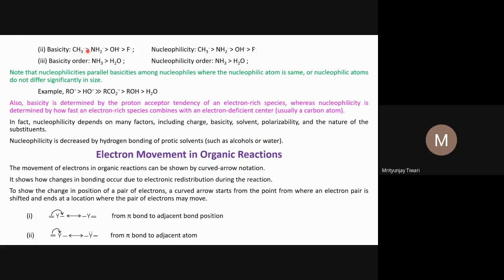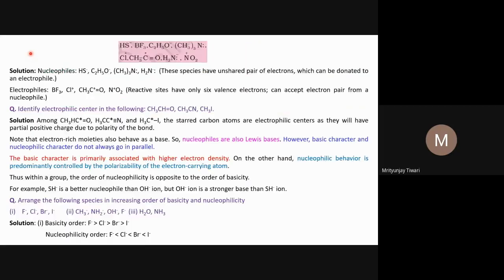If we see the changes in the same period, we see the acidity and basicity order follow the same trend. So they go in parallel. So nucleophilicity and basicity go in parallel. Then, the third example is water and ammonia. Actually, these two examples one can understand.